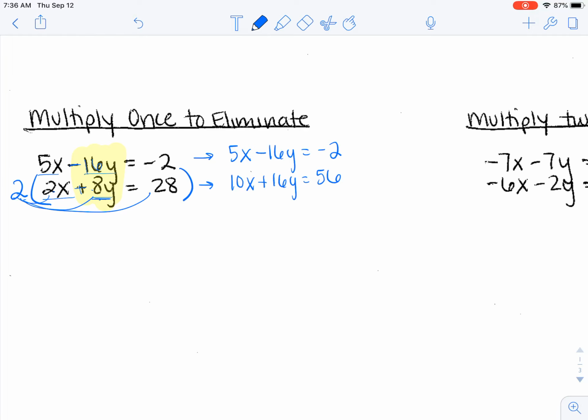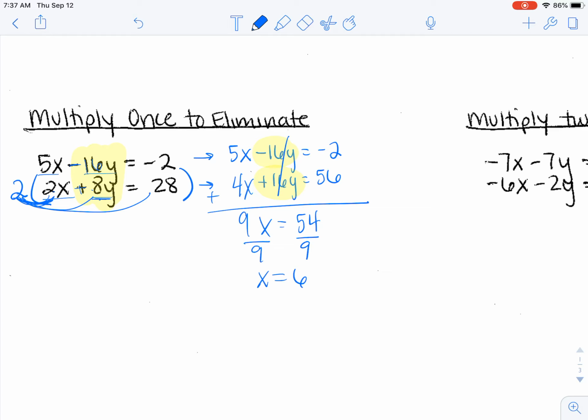So now if I look at it, my y values are now negative 16 and positive 16. So now I can just add to eliminate the y. So these are going to cancel each other out. So I have 15x equals 54. Where did I get 10x? I apologize, I did that wrong. Okay, go back. Sorry. This should be 4x. And then that would give us 9x. I apologize. All right, so again, 2 times 2, if Miss Carol could do her math better, that would be 4x, not 10x. All right, so now we divide both sides by 9, and we get x equals 6.